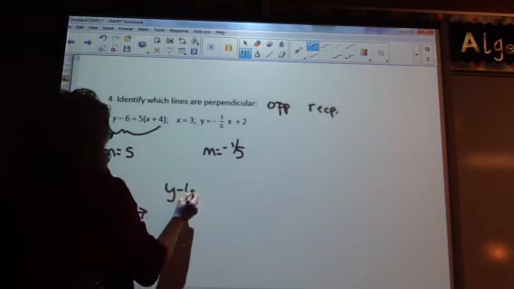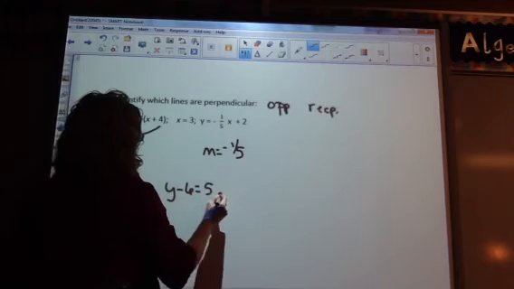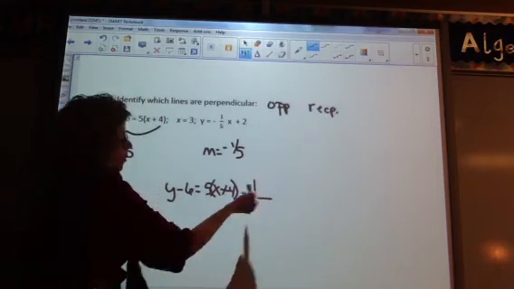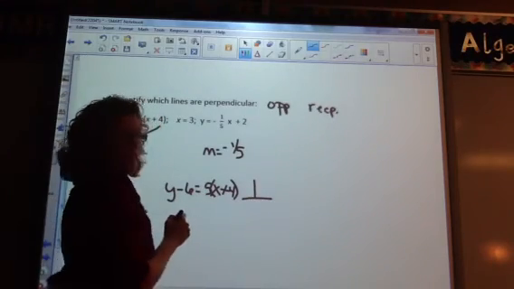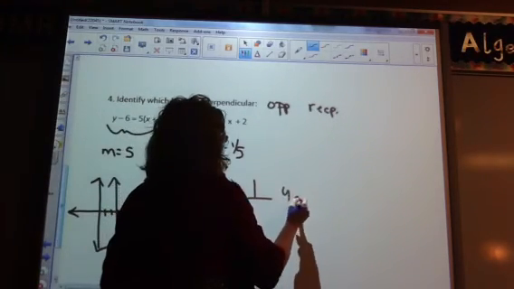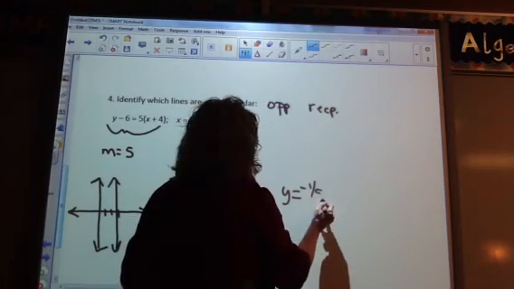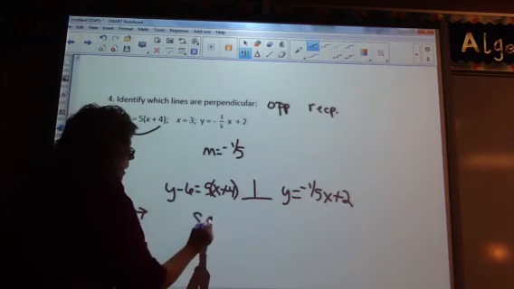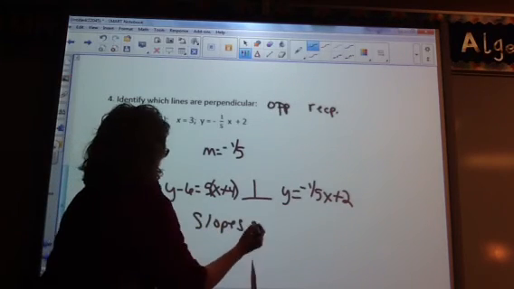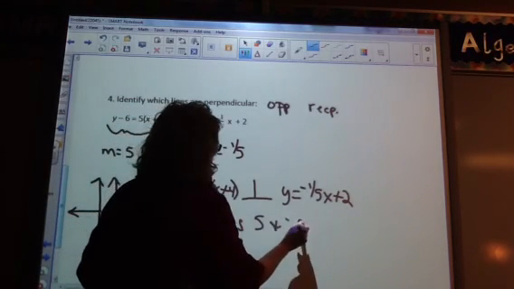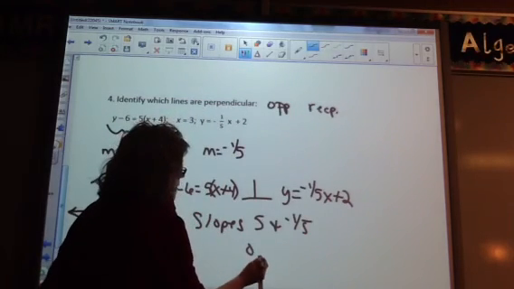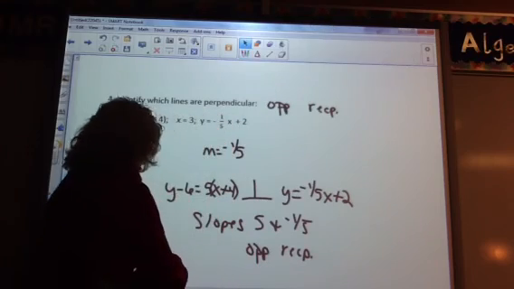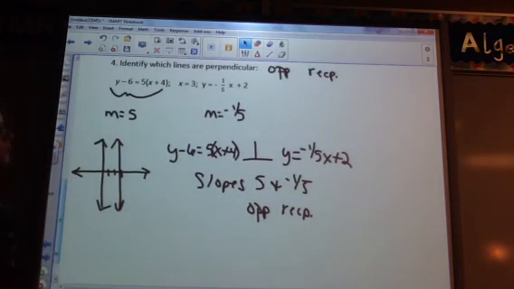We would say that this equation is perpendicular. Here's your perpendicular symbol. Looks like an upside down capital T. It's perpendicular to this equation. Why? Because the slopes are 5 and negative 1/5, and those are opposite reciprocal slopes. That lets you know that they are perpendicular.